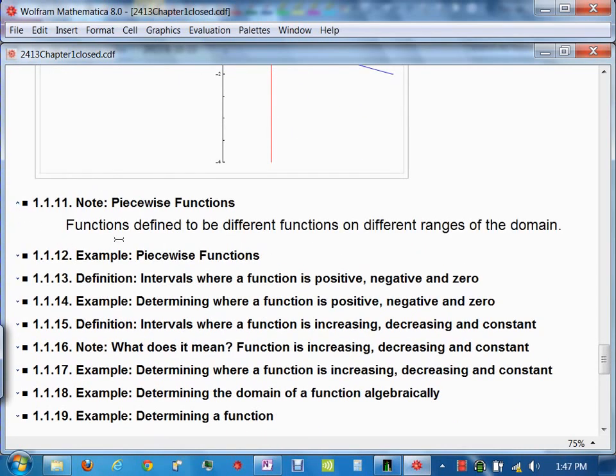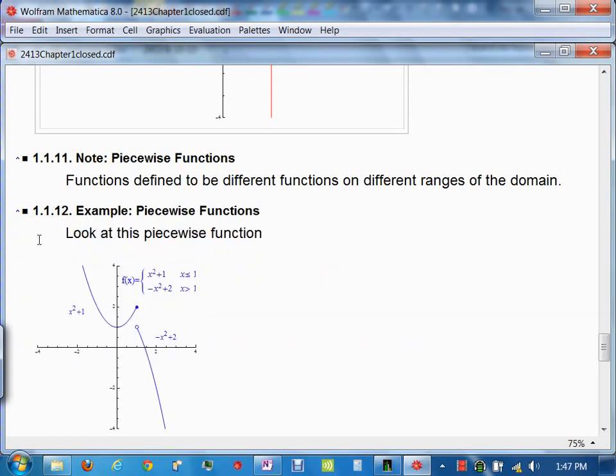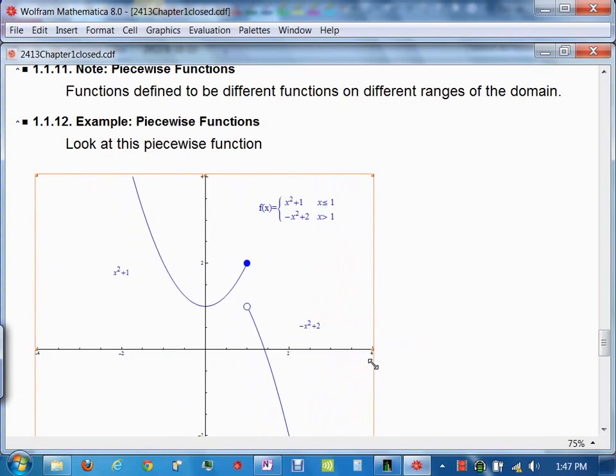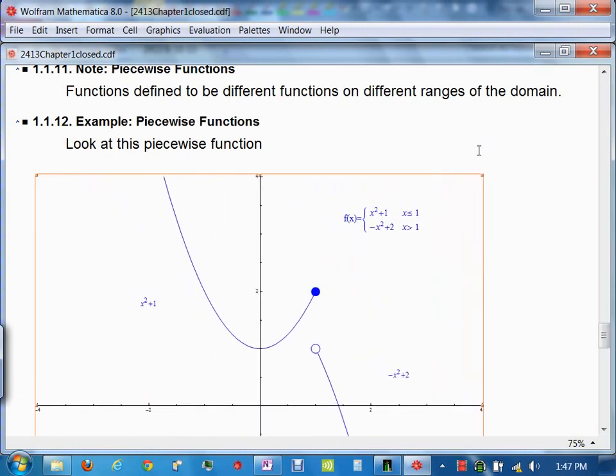Piecewise functions. Any function that is defined to be different functions on different ranges of the domain is called a piecewise function. So here's an example of a piecewise function. So what this says is f of x equals x squared plus 1 if x is less than or equal to 1, and negative x squared plus 2 if x is greater than 1.